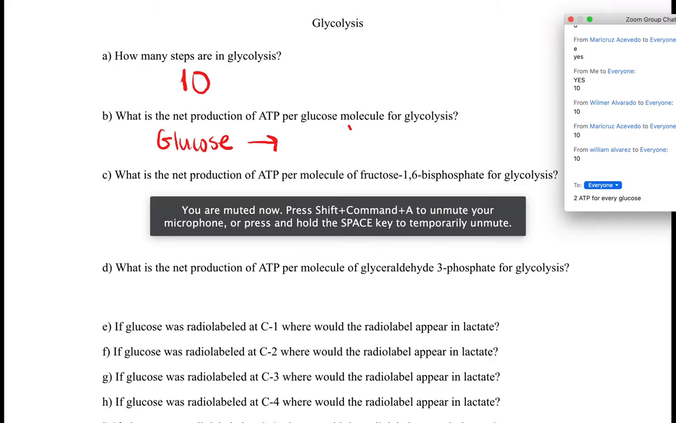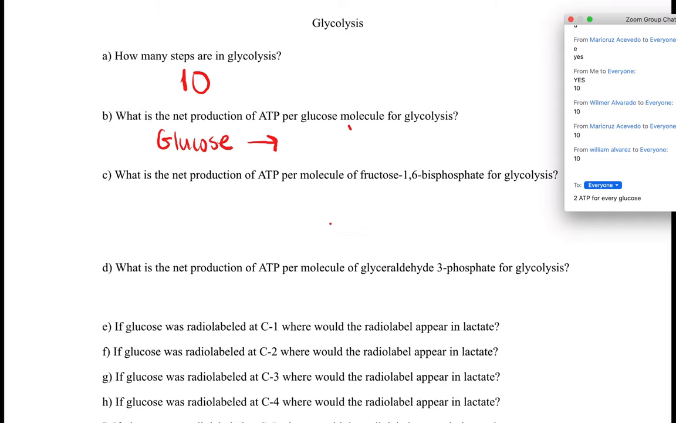Oh my god. It just told me, it's like, you're muted, no one can hear you. When I yawn.